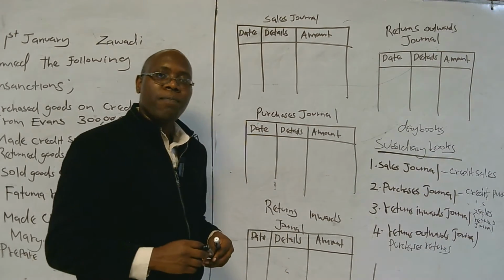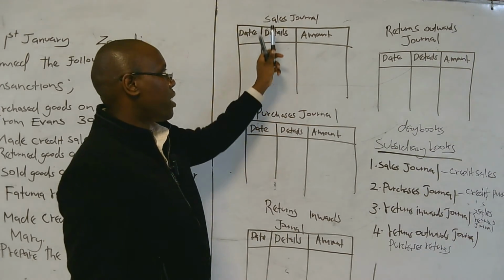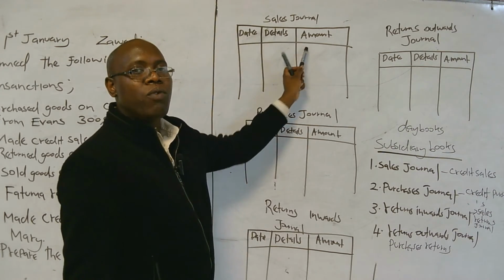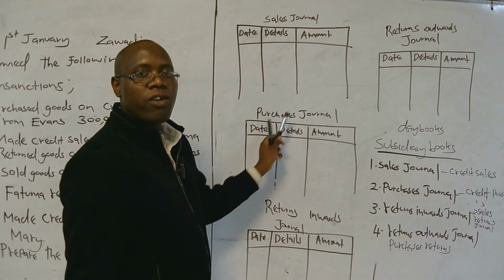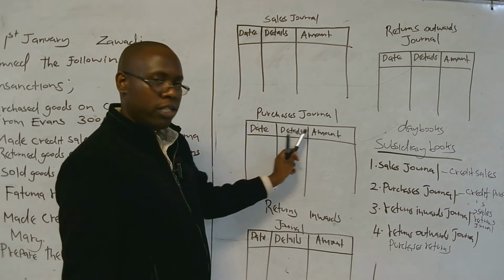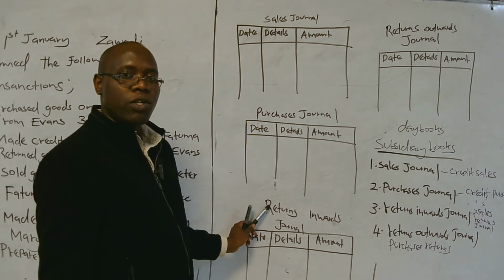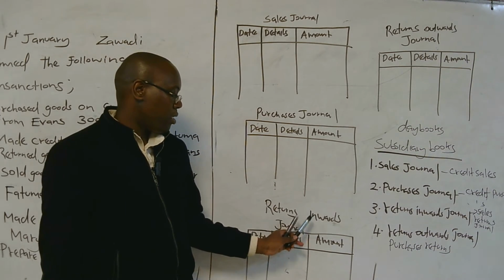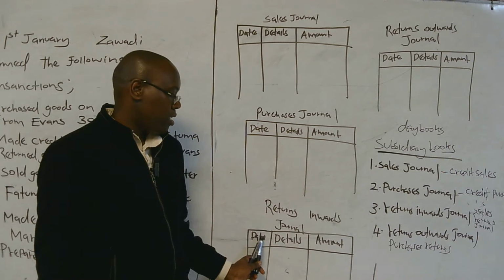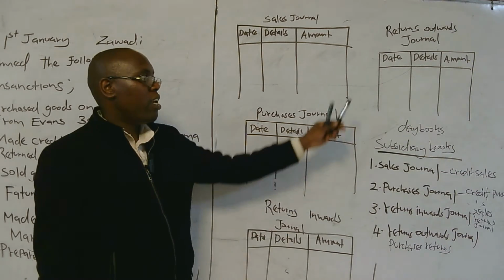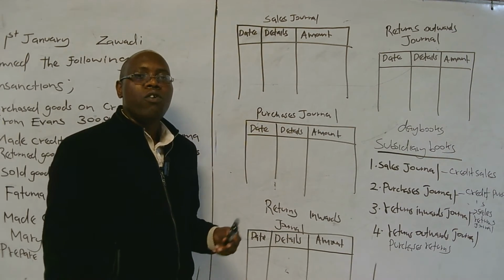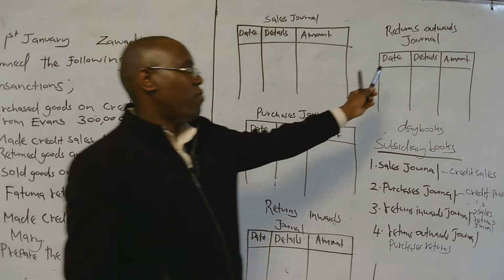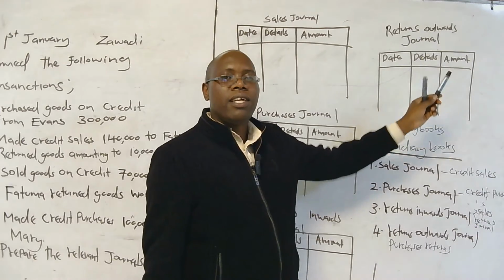So these particular journals are prepared as follows. Like now the sales journal, we are going to have it here: the date, details, amount. The same as the purchases journal, we are going to have the date, details, and also amount. The returns inward journal, which we have said we can also call the sales returns journal, we are going to have as the date, details, amount. And then we have the returns outward journal, which we can also call the purchases returns journal, having the date, details, and the amount.